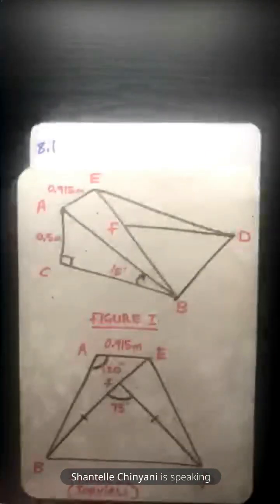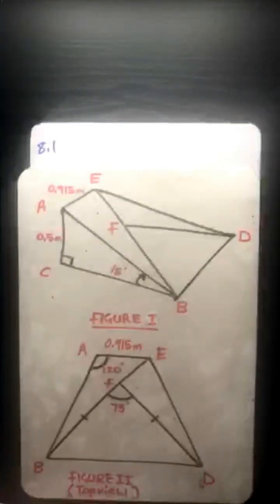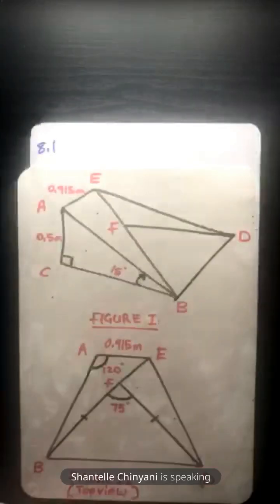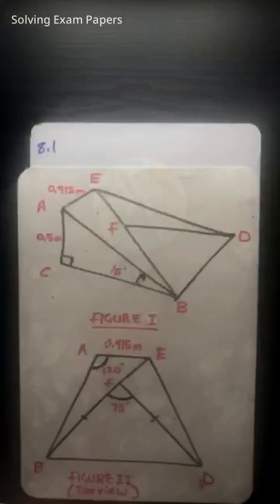Okay, so you see, there is our angle, our angle 15 degrees, at B. So now there is our opposite, and then here is our hypotenuse.